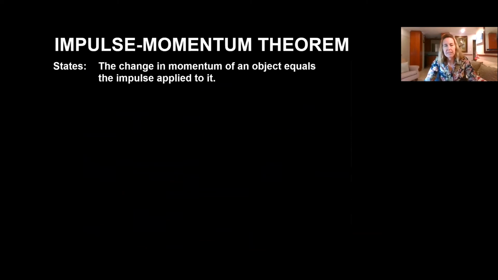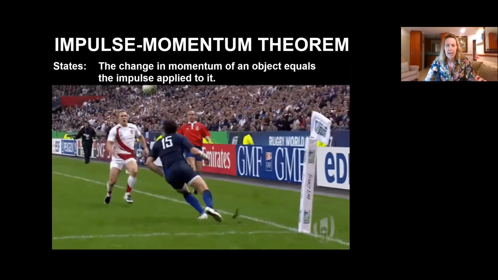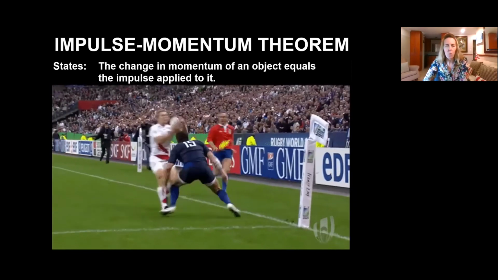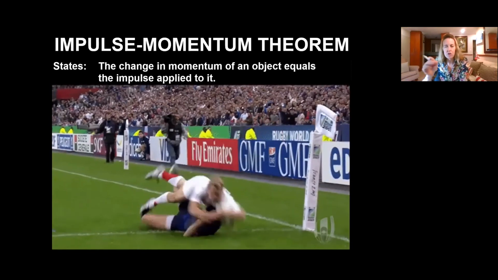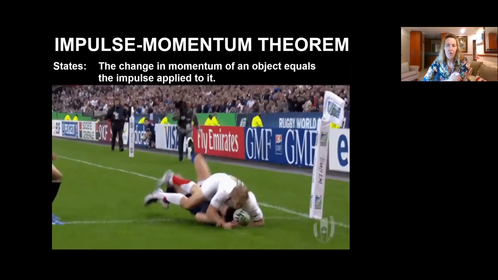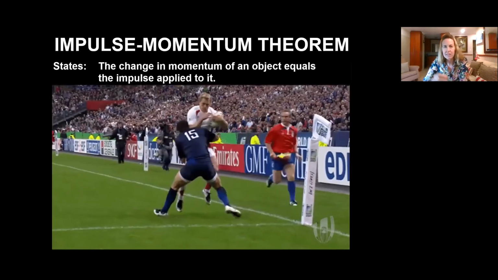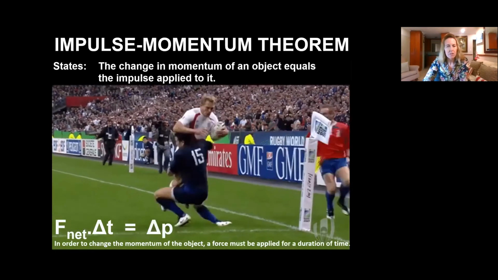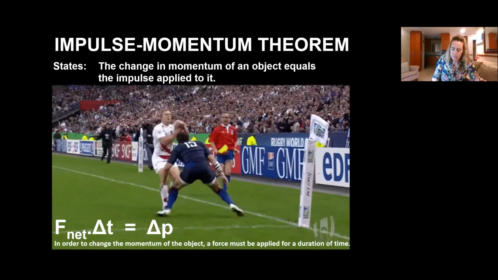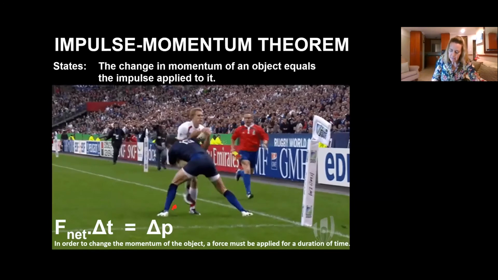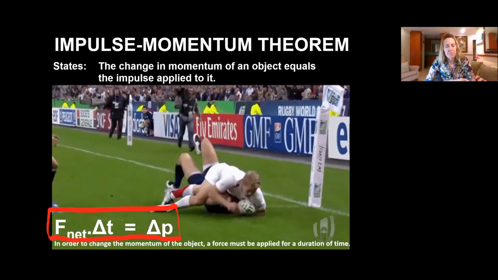So just again, it states the change in momentum of an object equals the impulse applied to that object. And here's just a little illustration of what that means. In order to stop a moving object with momentum, a force has to be applied for a certain duration of time. And this is basically what that states as a formula. It states that F net delta T is equal to delta P.